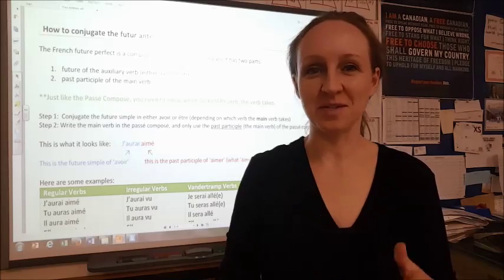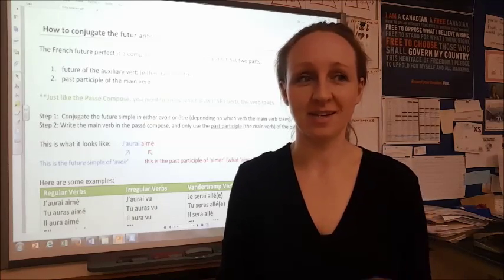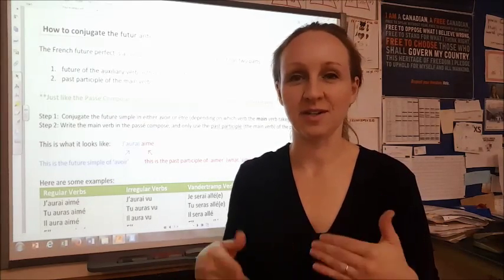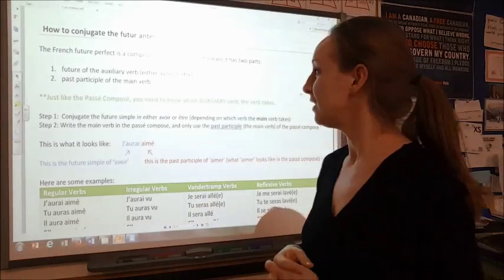So not a verb tense that we use all the time, but definitely there is a slight difference of meaning between the future and the futur antérieur. So we're going to take a look at how this works.